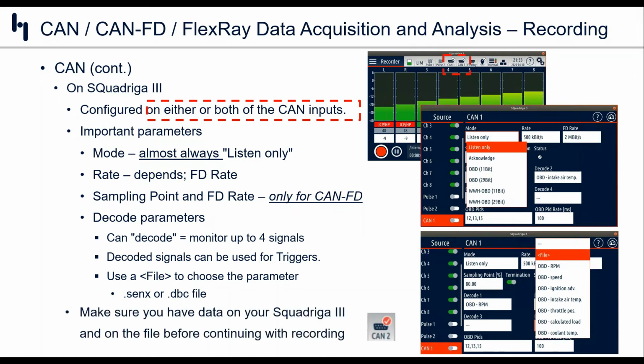Make sure that you have data, again, similar to OBD, on the Squadriga 3 and on the file before continuing with recording. Depending on your setup here and your connection to the vehicle, you should get a checkbox. It was grayed out up here, notice, and down here it is red. So you should see that change if you do have data coming into that CAN port.